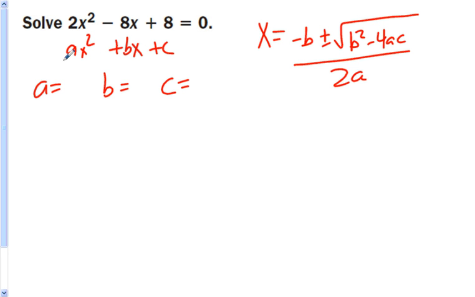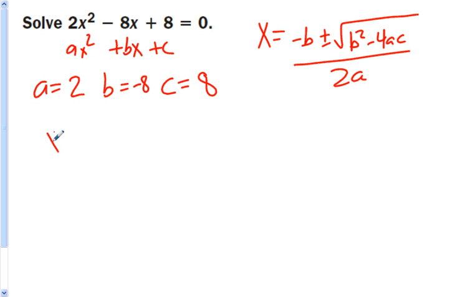I find the x squared, the number in front of that is a. So here's x squared, the number in front is a 2. The b is always in front of the x, so here's the x. That number in front is a negative 8. And then c is always the constant out by itself, or just a single number with no variable, and that is 8.